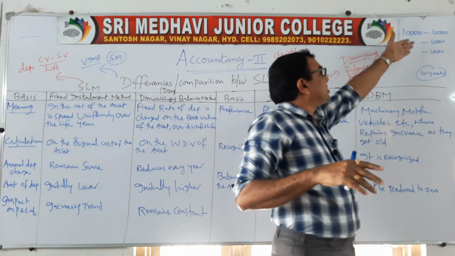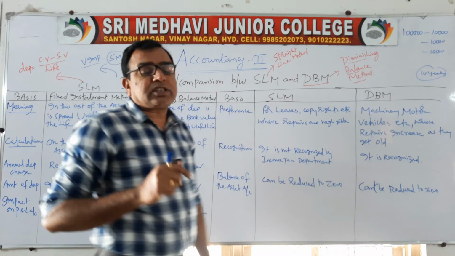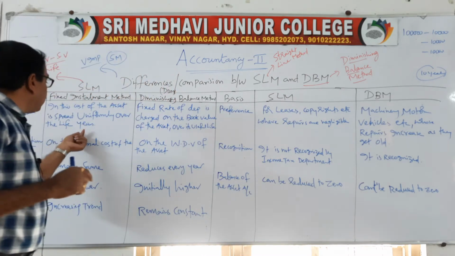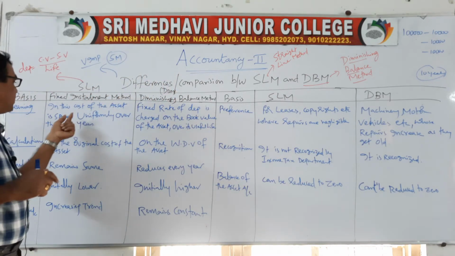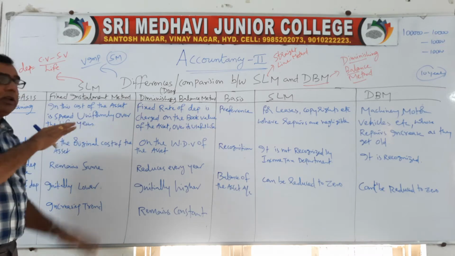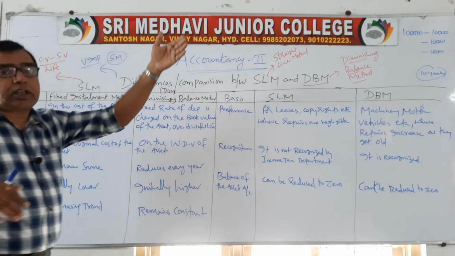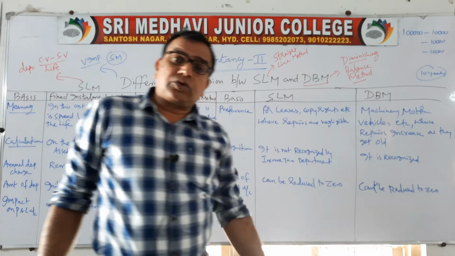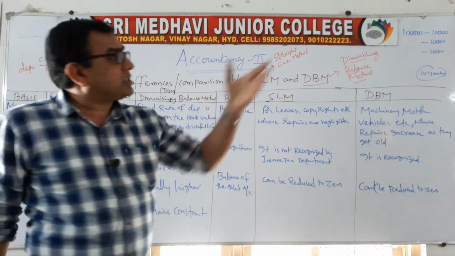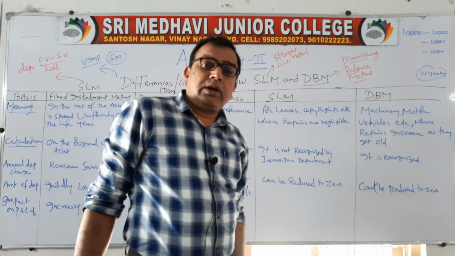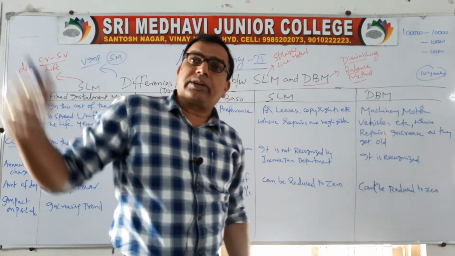The amount of depreciation does not change in case of straight line method. That is the meaning of the first point: in this, cost of the asset is spread uniformly over the life years. Means if the asset is working for 10 years, every year we take 10,000. If the asset is working for 5 years, every year we take 20,000 each. So 20,000, 20,000, 20,000 like that.